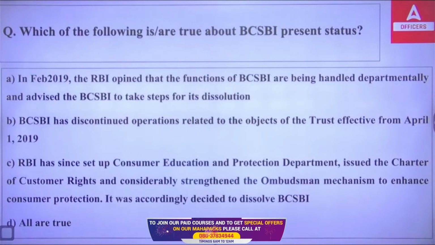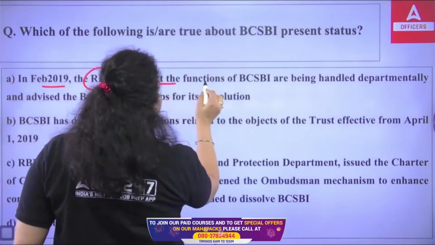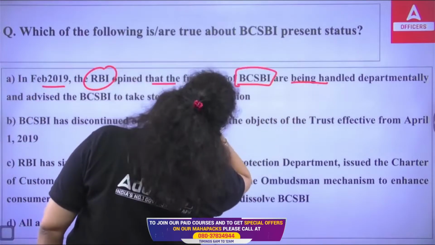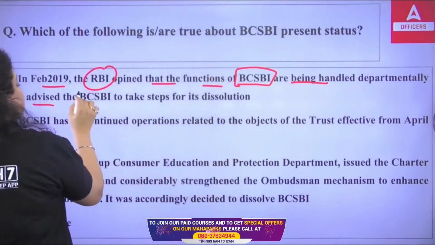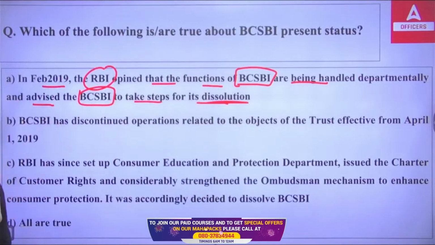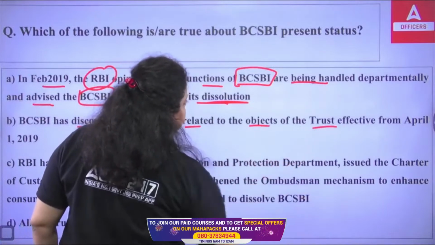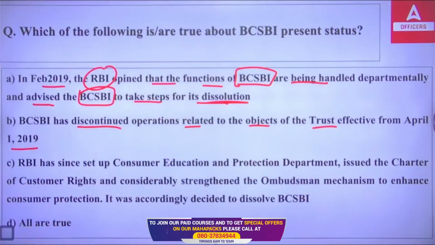The first one says that in February 2019, RBI opined that the functions of BCSBI are being handled departmentally and advised the BCSBI to take steps for dissolution, like it has to be removed from the country. The second says BCSBI has discontinued operations related to the objects of the trust effective from 1st April 2009. Like BCSBI has discontinued its operation from when? From 1st of April 2009.